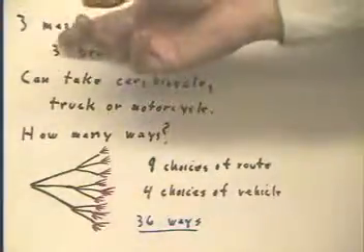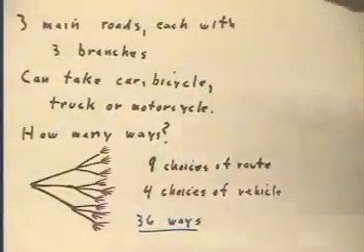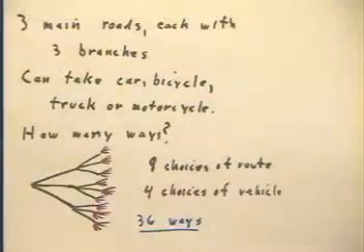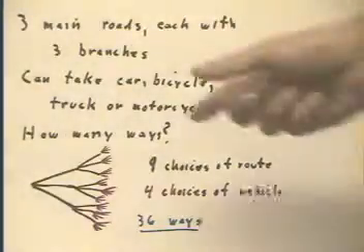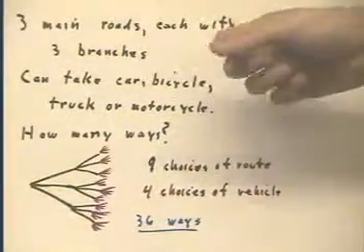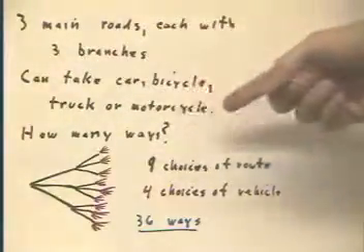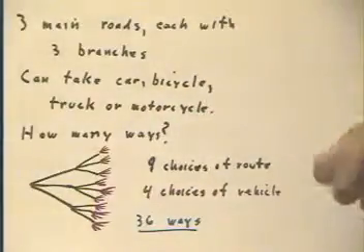Suppose that we have three main roads, each road having three branches. Okay, and these roads lead from where we are to the next county. So there are many different ways we can get to the next county. Got three main roads, each with three branches, and there are many different modes of transportation that we can use to get there.